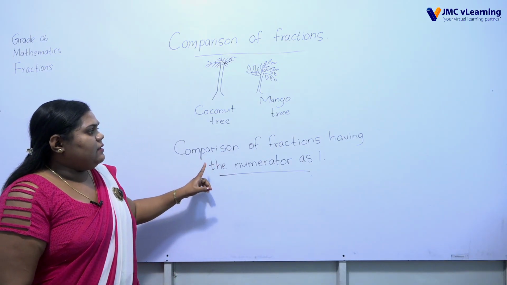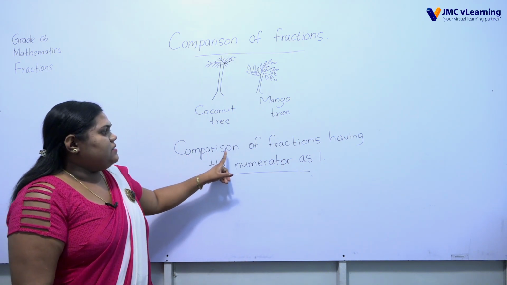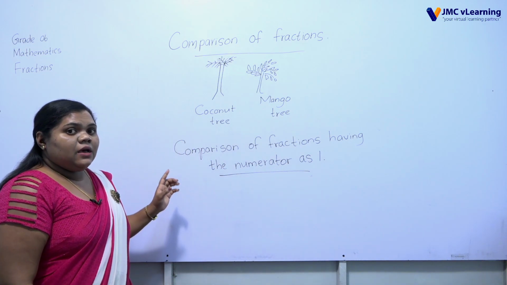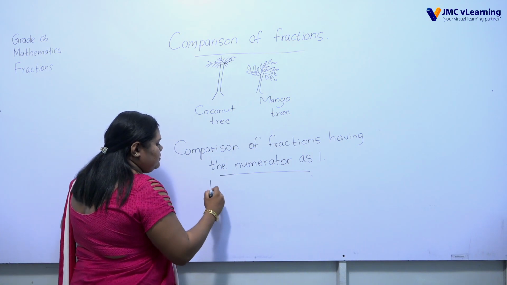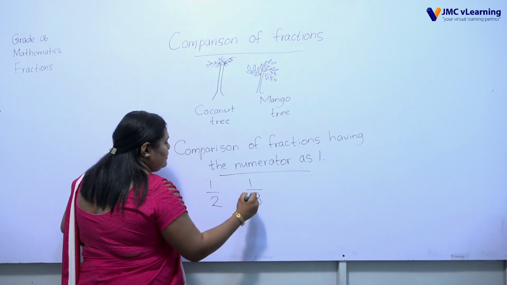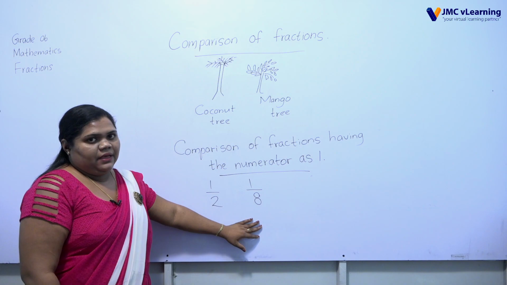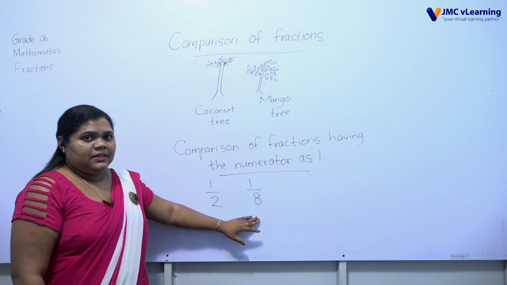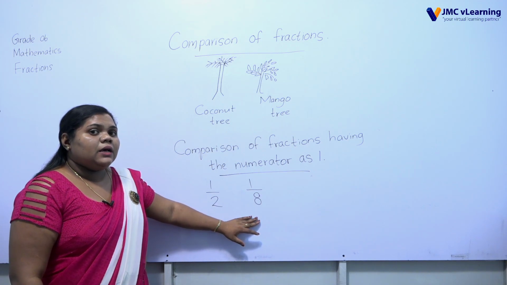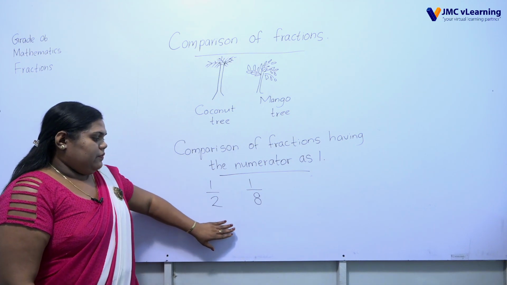Are you clear? Okay. First we are going to compare the fractions having the numerator as 1. Comparison of fractions having the numerator as 1. Now look at this. If they give these two fractions to compare, how can you compare them? It means you want to find the bigger one.